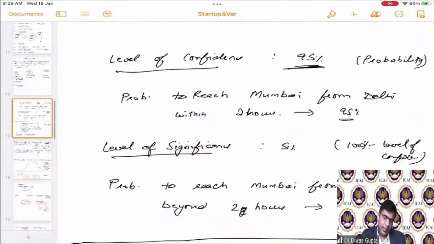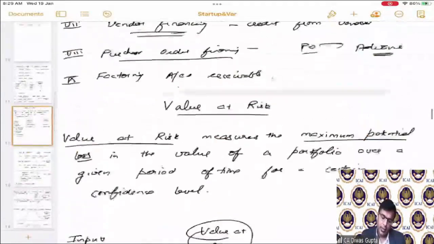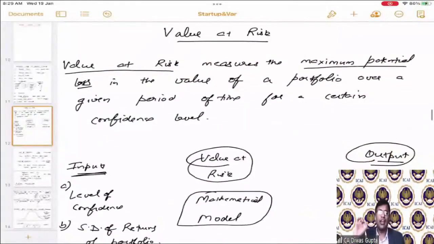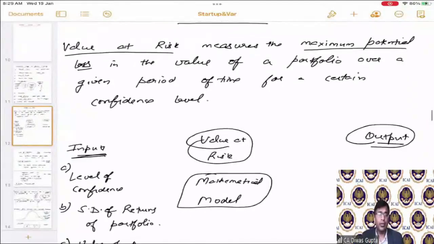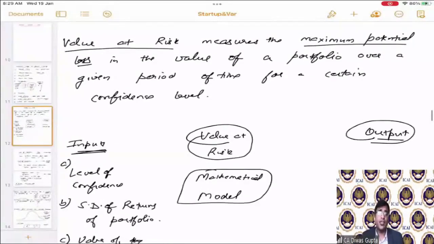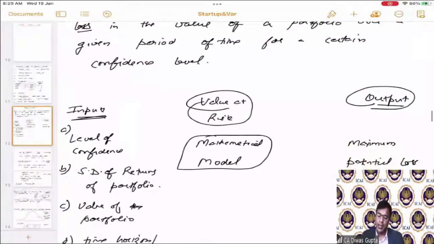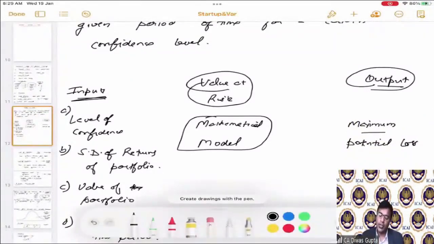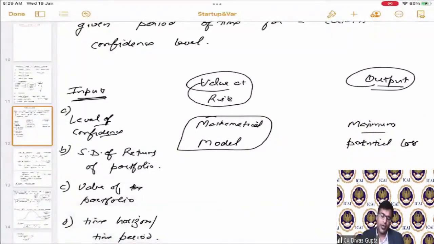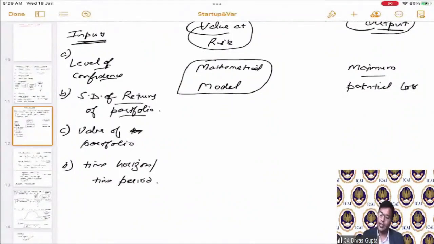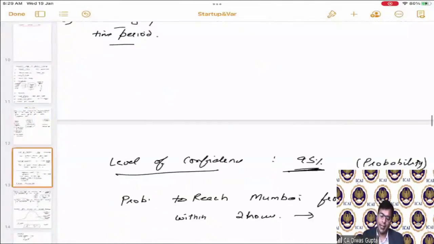Let me again bring the conceptual clarity. So value at risk, students, we studied that it is one kind of a mathematical model, quantitative finance, which will give you some kind of a maximum potential loss at a certain level of confidence by using standard deviation of returns, value of portfolio, and time horizon. Simple. What is the time period?